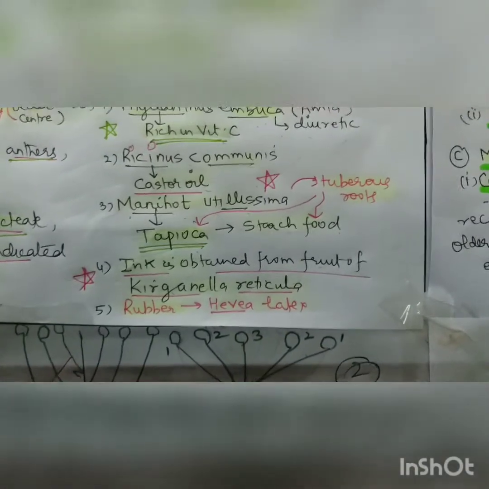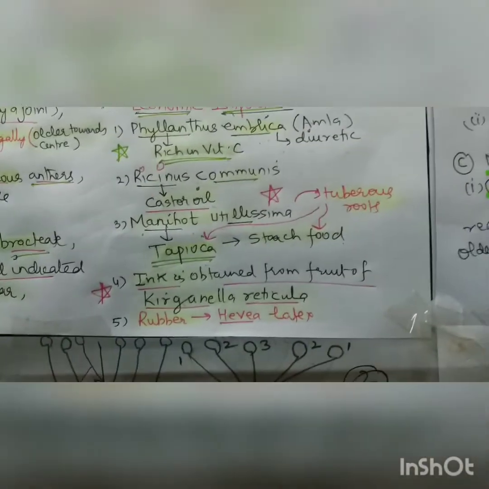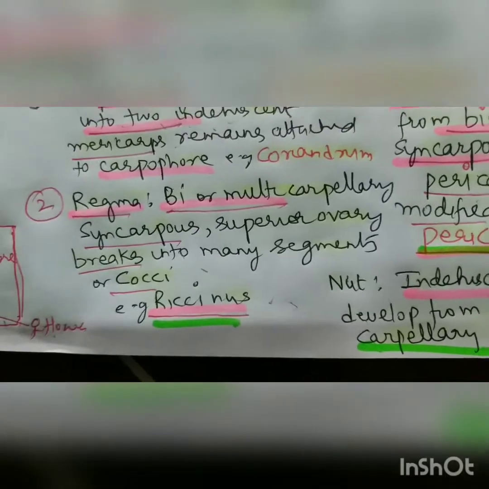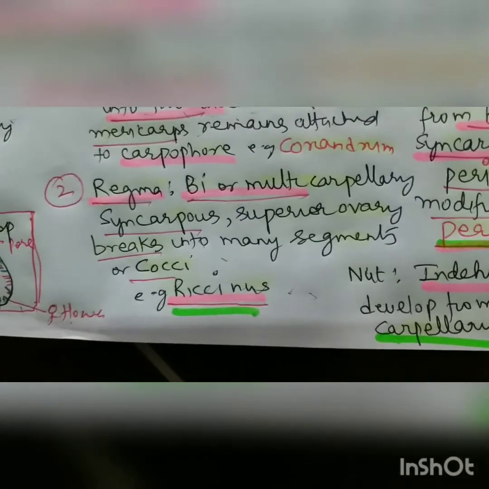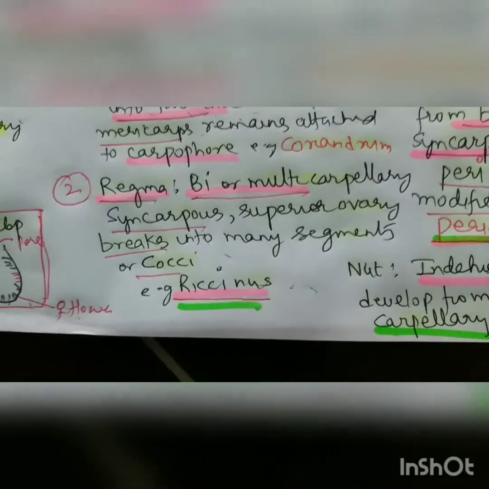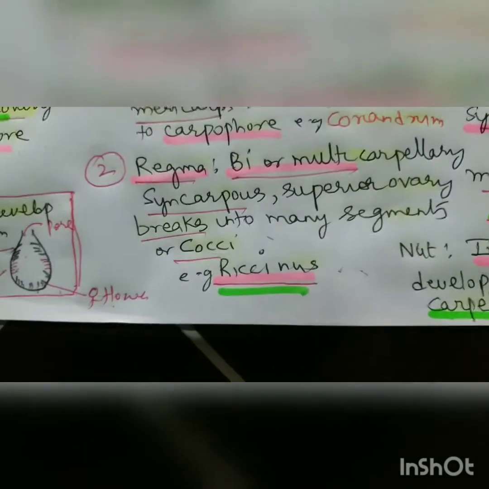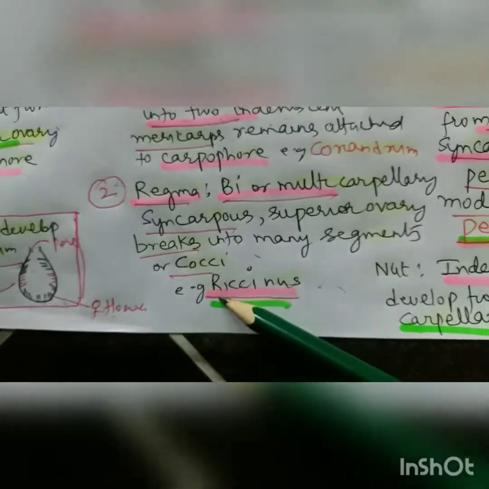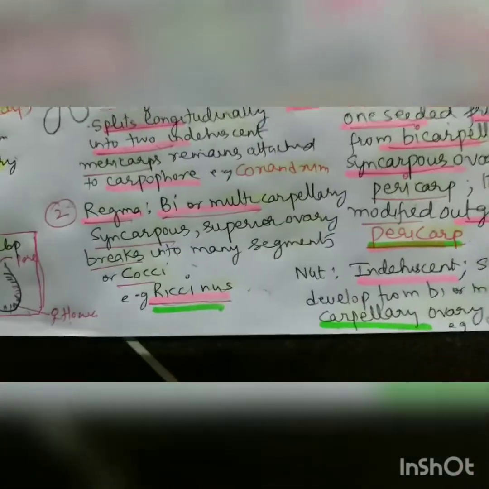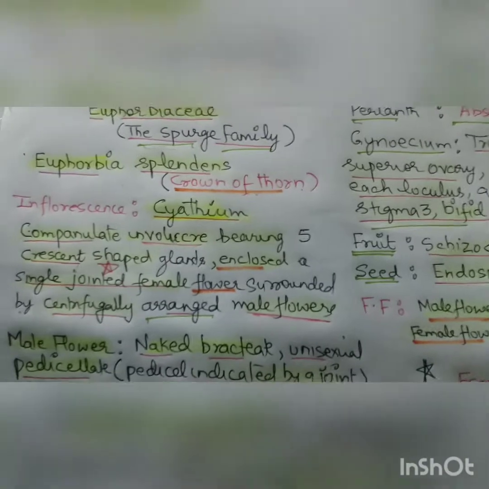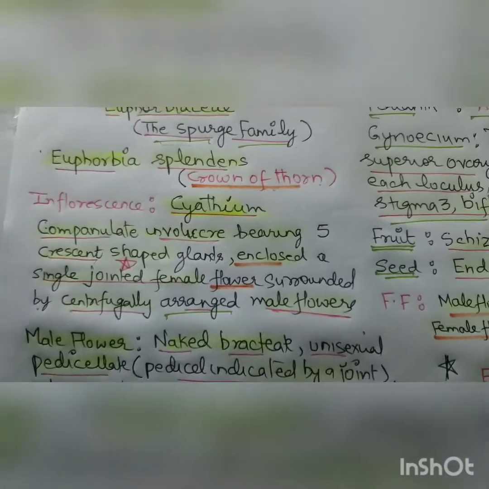About Ricinus, I told you yesterday also, the fruit in Ricinus is a regma, which comes from a bicarpellary or multicarpellary syncarpous superior ovary, and which breaks into many segments, that is cocci. R for regma and R for Ricinus. So this we talked about yesterday. Now I am moving to the family Euphorbiaceae, which is such an important family.